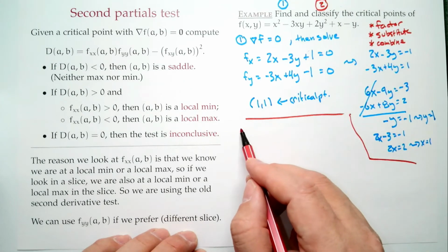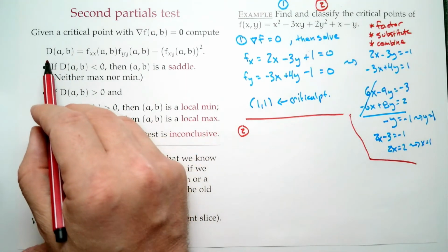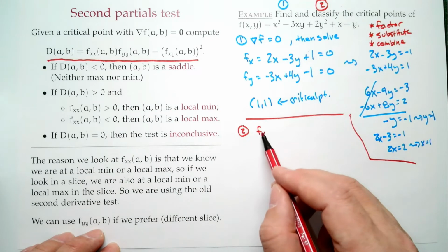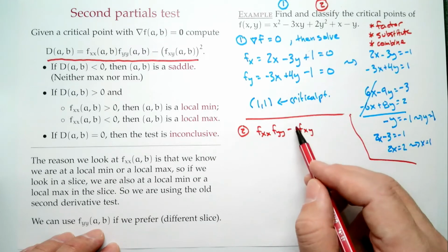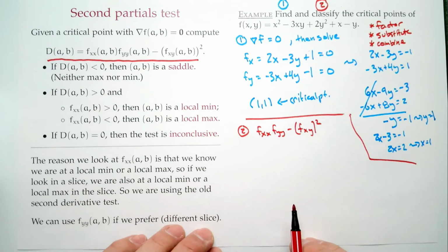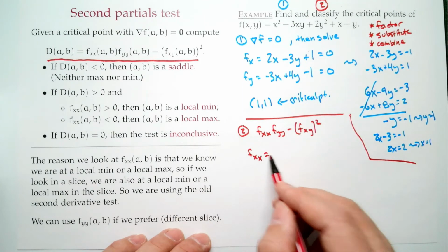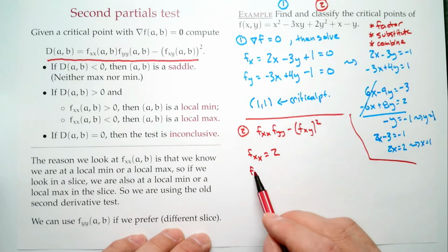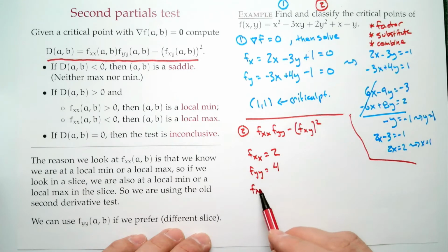So for the classify, what do you do? Well, you come and you compute this value. So we're looking at fxx, fyy minus fxy squared. So that means we need to compute our second order derivatives. What is fxx? 2. What is fyy? 4. What is fxy?